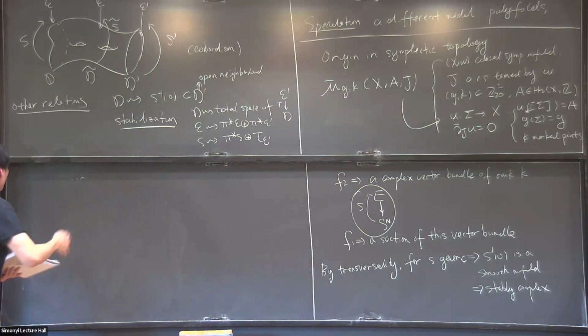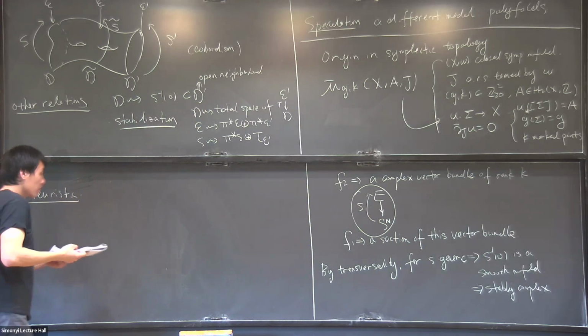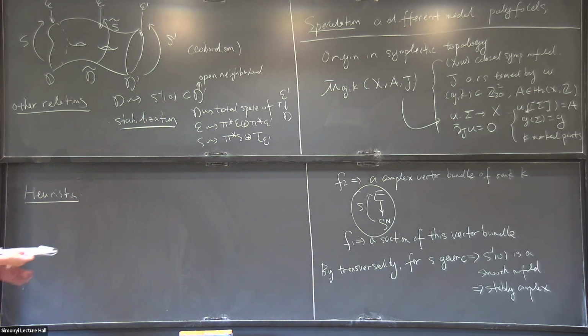And so there is a heuristic which says that the cobordism class of such an object is an invariant, a symplectic invariant.